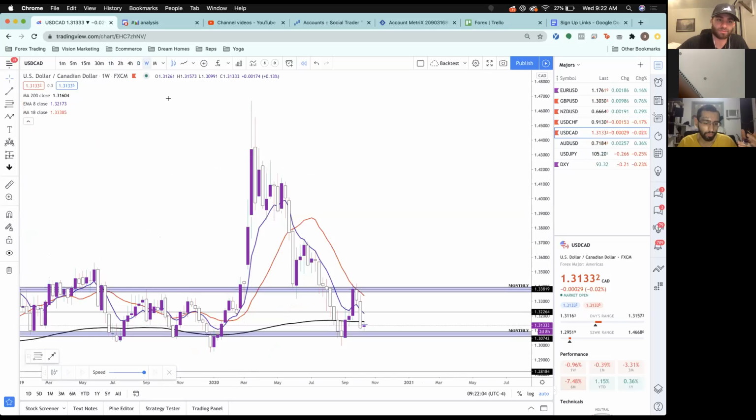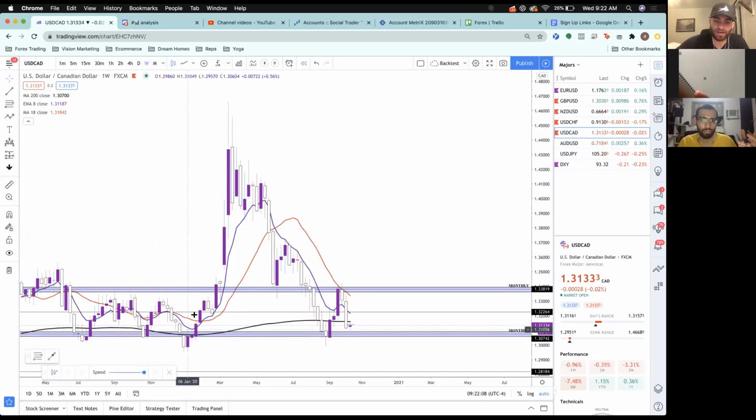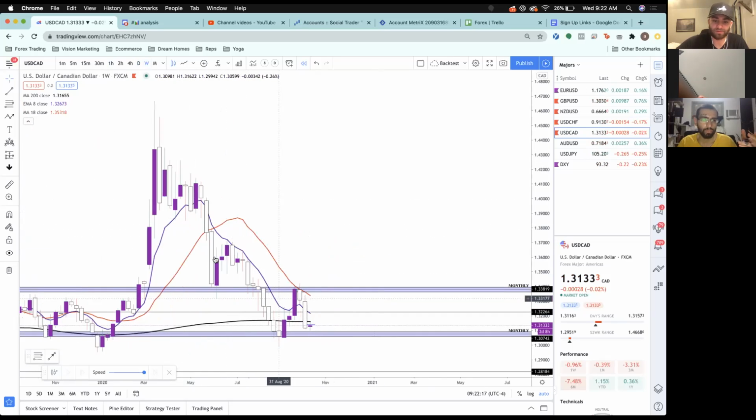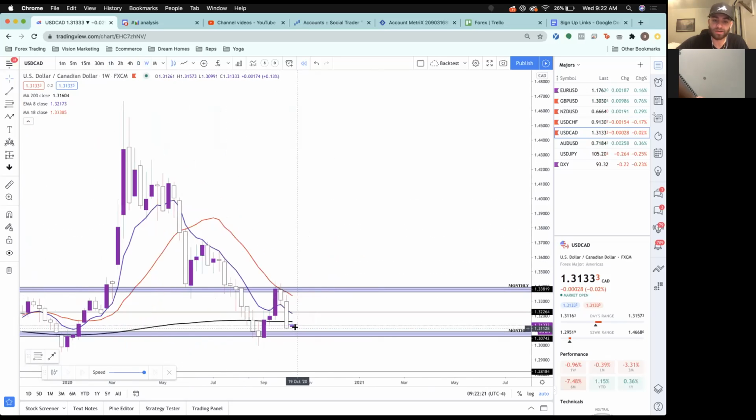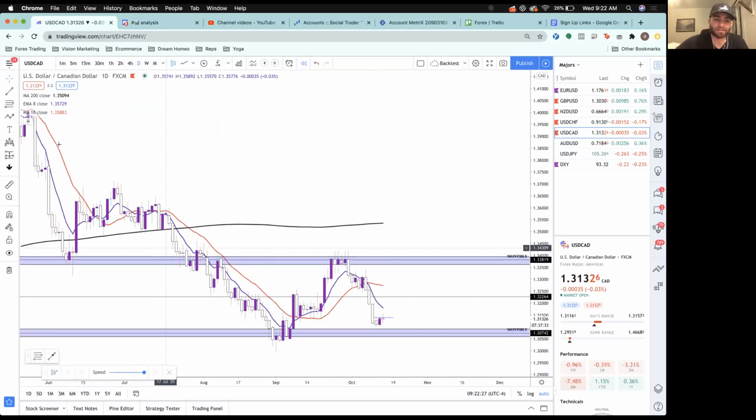Let's bump up to the weekly time frame. So the weekly time frame on UCAD is very similar to USEF. We are still in this pullback on the weekly time frame, still bearish. Last week formed a very bearish candle right here. Now we're just consolidating below the 200-day, so definitely more sellers than buyers in the market. Daily time frame structure is still very bearish.